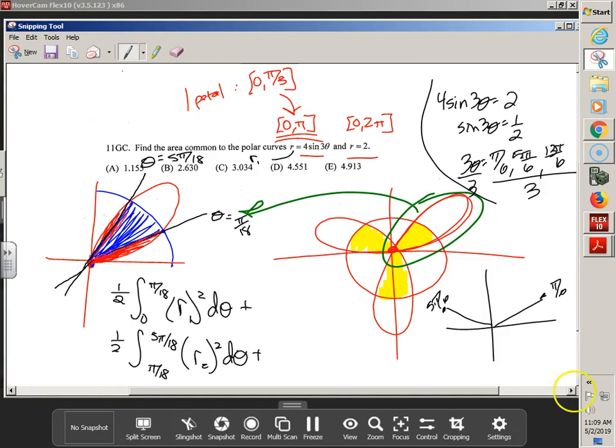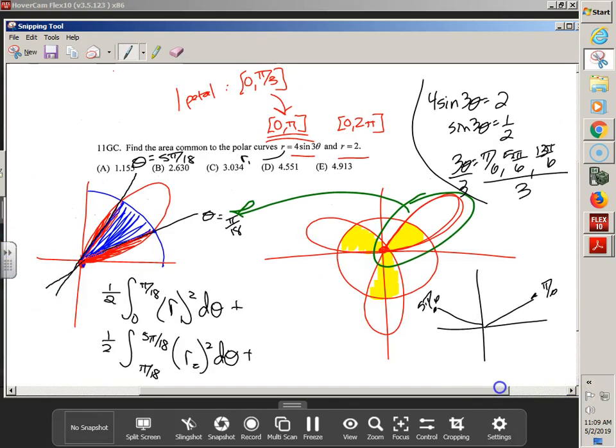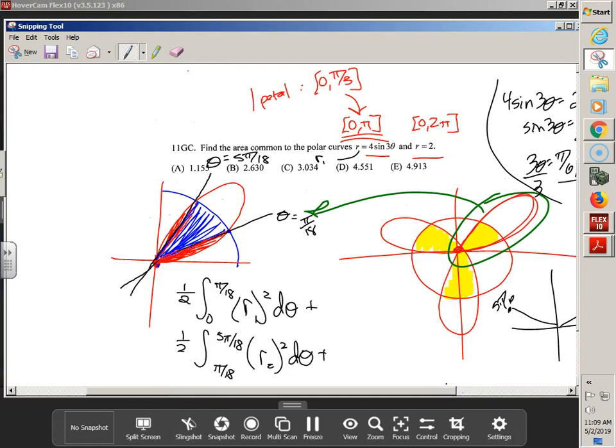But I'm not done still. What do I still have left? Sweet. So you could just be like, well, forget that. I'm just going to get one on that side, one on that side, done. That works. Or you could have gone from 5 pi over 18 to pi over 3 back to the circle again. Does that make sense?